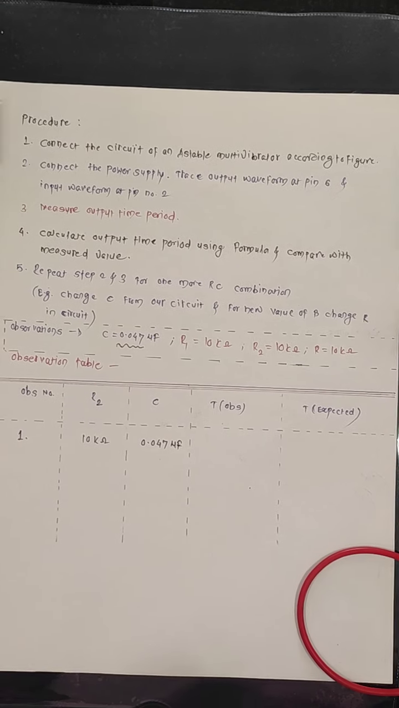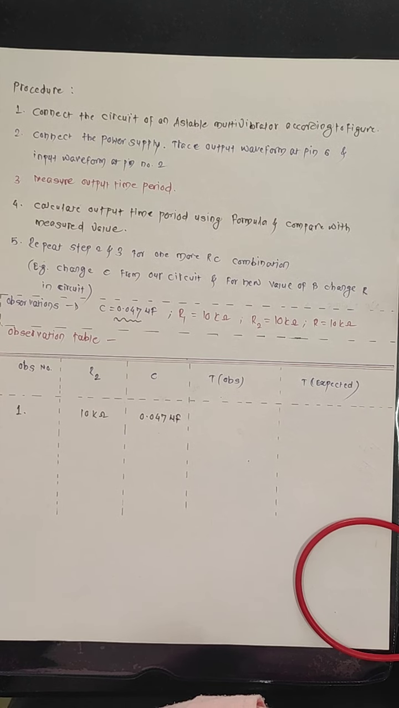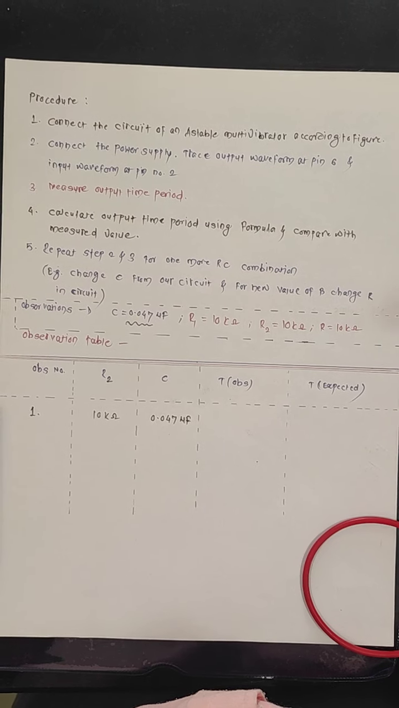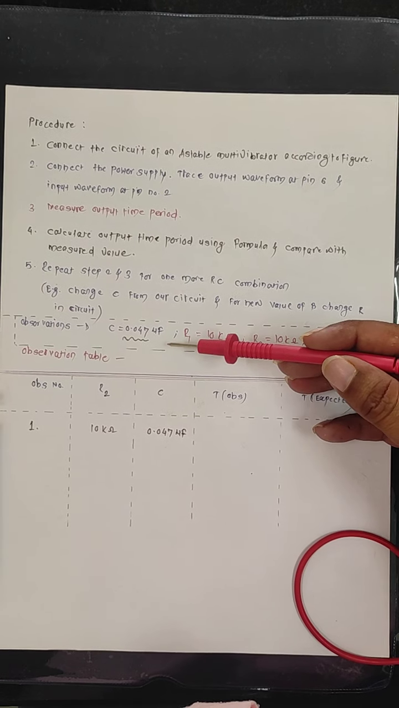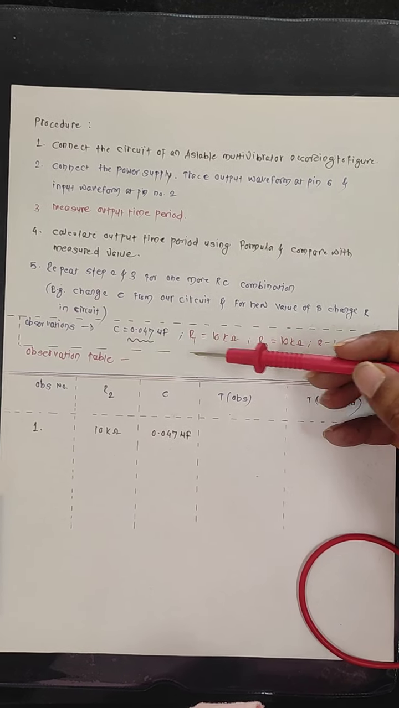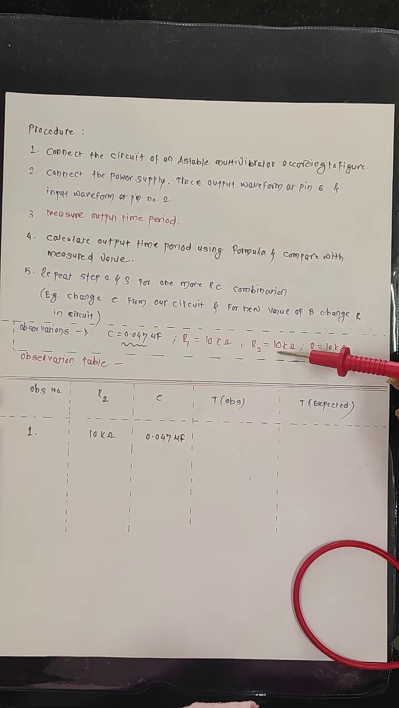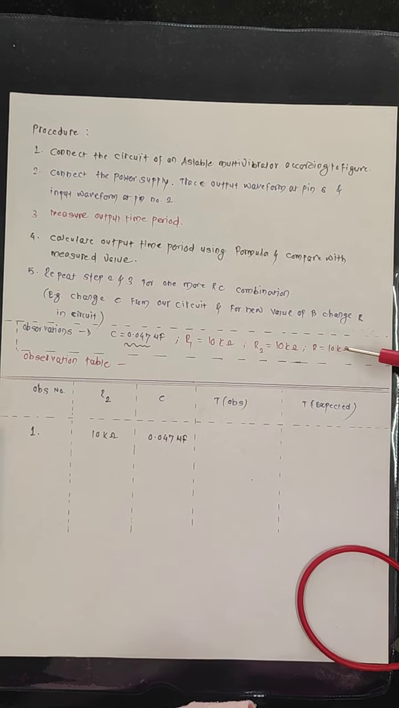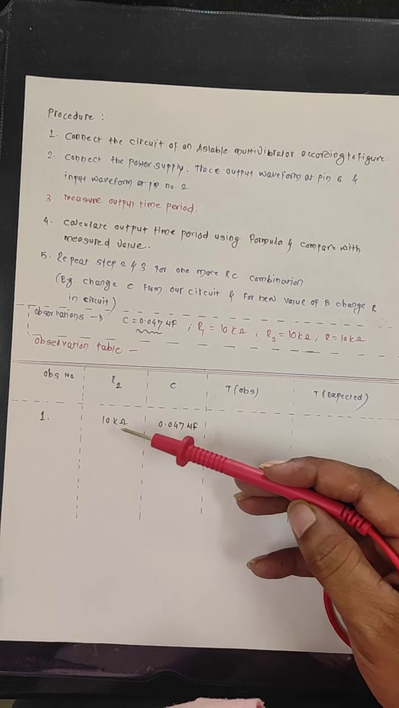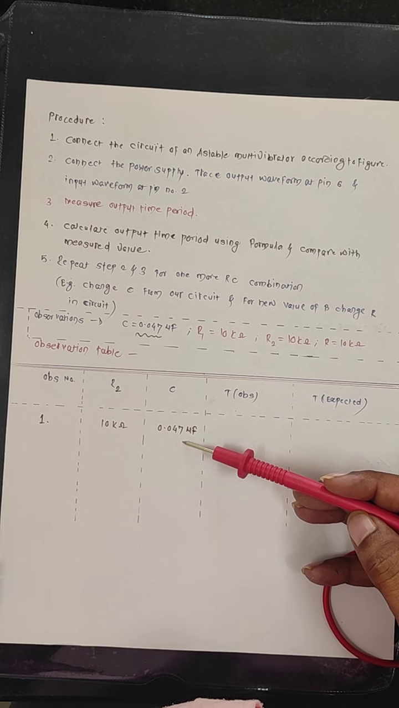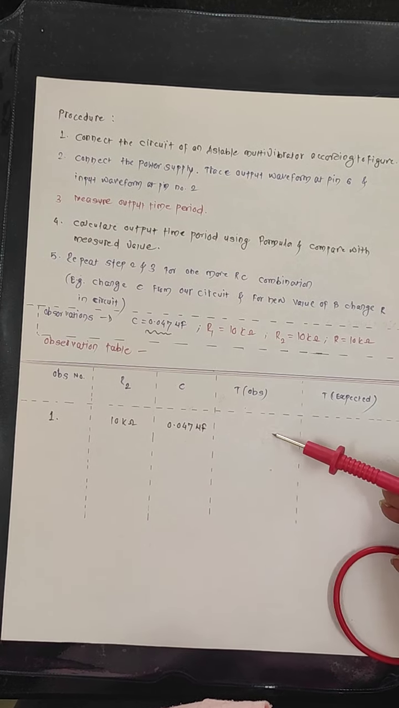So this particular paper shows that we have chosen these values. C is equal to 0.047, R1 is equal to 10 kilo ohms, R2 is equal to 10 kilo ohms, and R3 is again 10 kilo ohms. So we are observing for R1 equal to 10 kilo ohm, R2 equal to 10 kilo ohm and capacitor equal to 0.047. So we will write the T observed value.